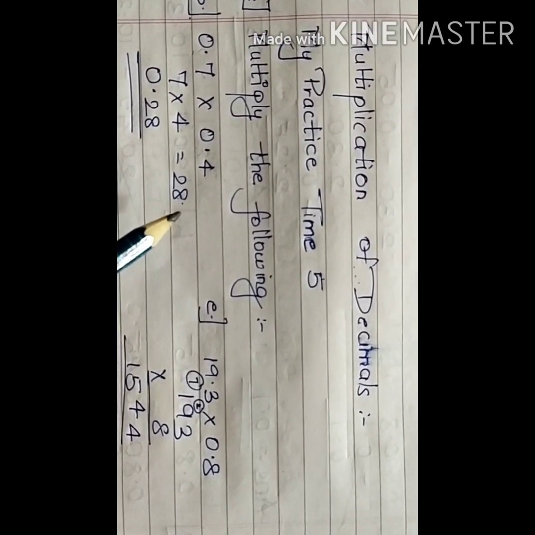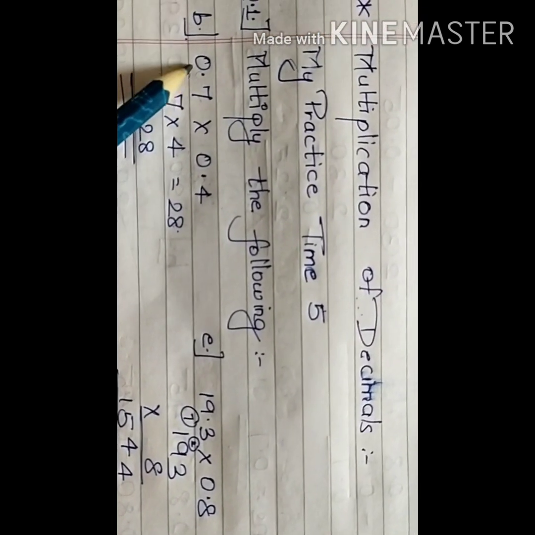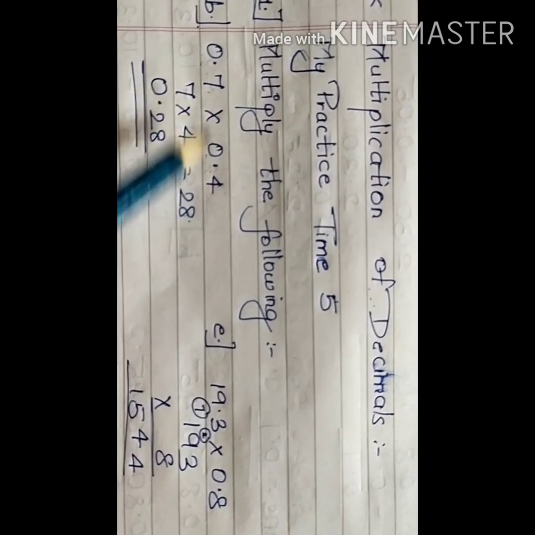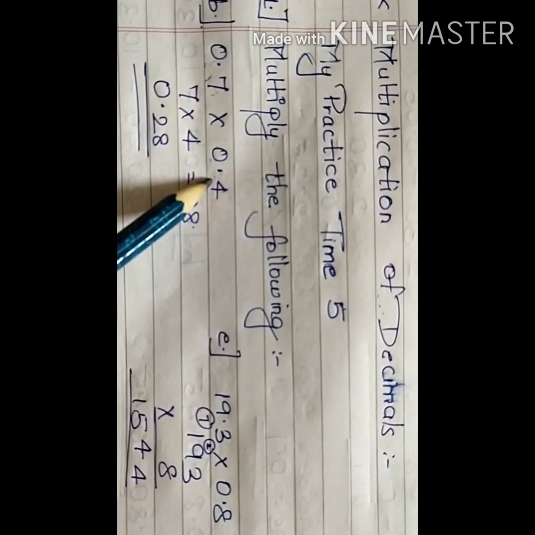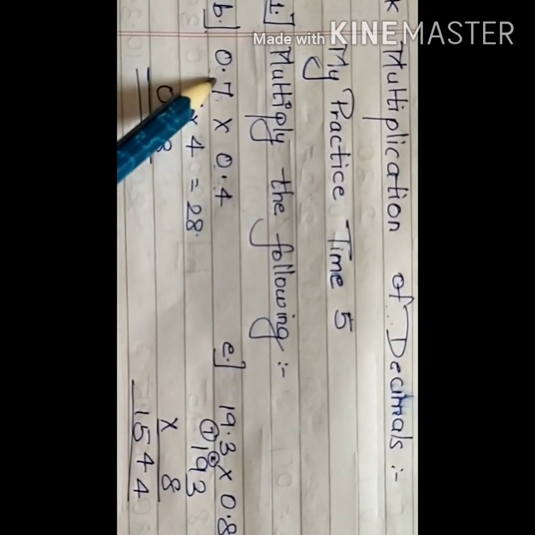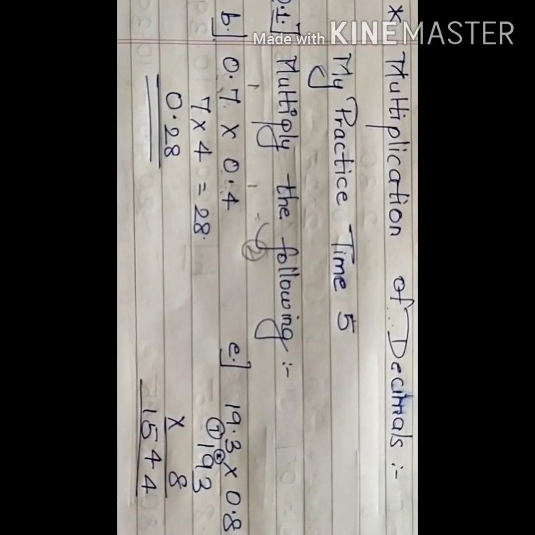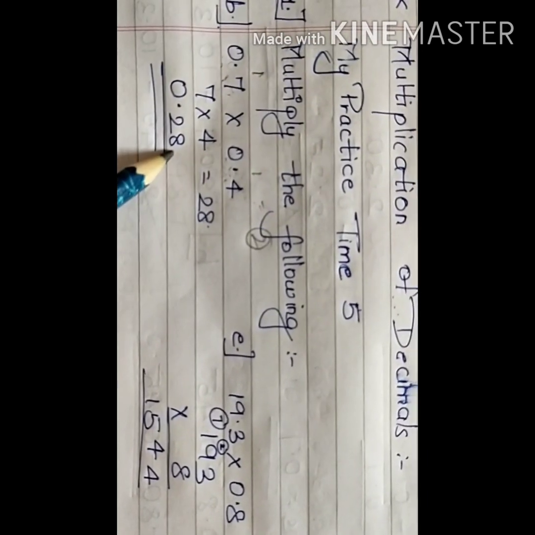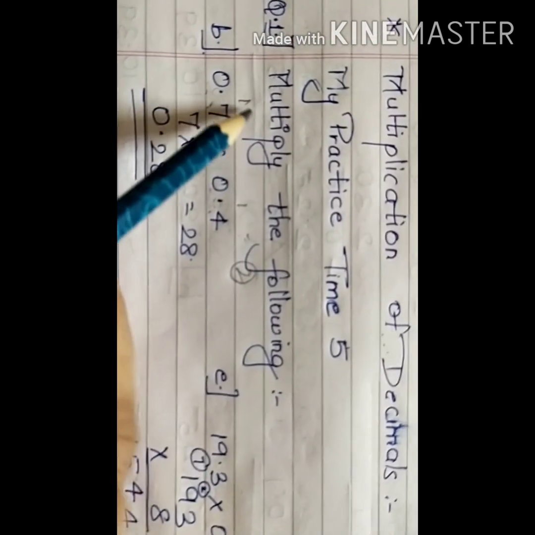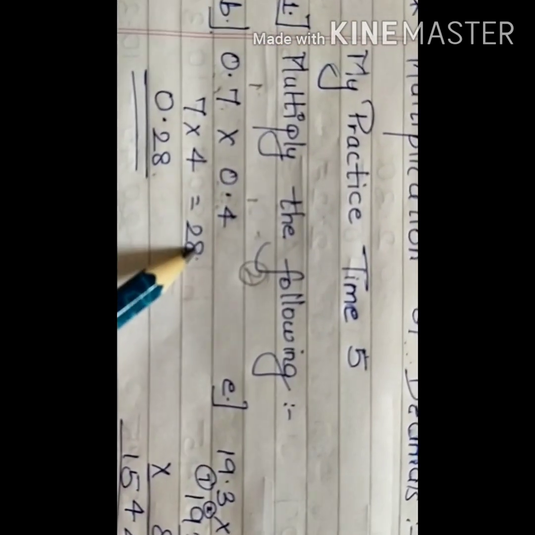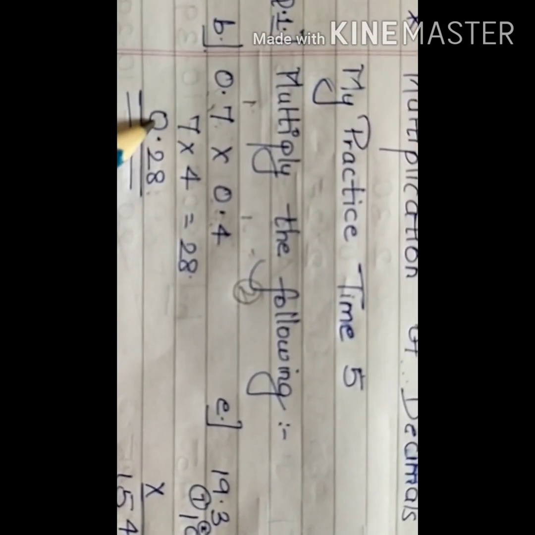Then count the total number of digits after the point in both the numbers together. Here, 0.7 and 0.4. The decimal point was after one decimal place, and similarly here I had the decimal point after one decimal place. So total 1 and 1, that means 2 decimal places. Put the decimal point in the product so that there are as many digits after the decimal point as you counted. So in all I had 2 decimal places. I write 28, give the decimal point after 2 digits from my right, and add a 0 here.